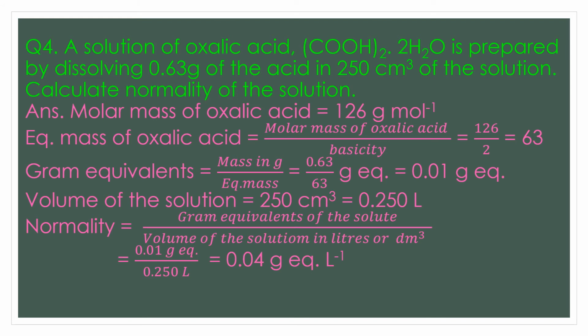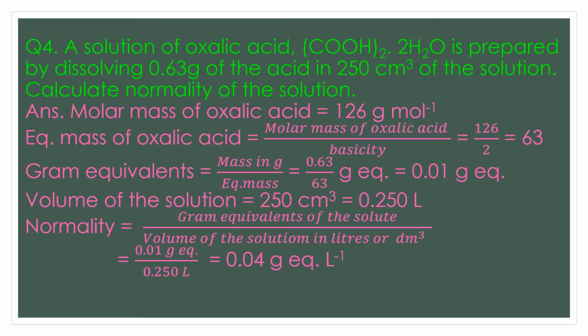Gram equivalents is given mass divided by equivalent mass. The given mass over here is 0.63 grams and the equivalent mass we have calculated is 63. So we are getting 0.01 gram equivalents. We have the volume of the solution in cubic centimeters, so we have to convert it into liters using the conversion units. After converting, we are getting 0.250 liters.